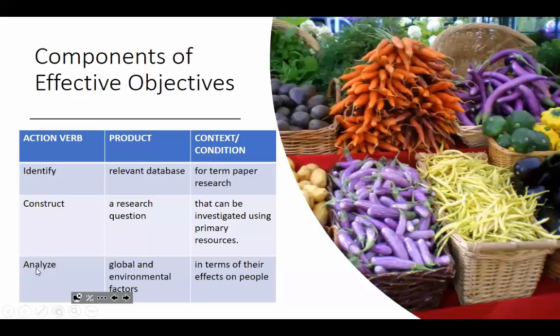Okay, so components of an effective objective, I mean, we got the SMART, you have your checklist. This is just another way to say the same thing I've already mentioned twice. You have your action verb. Your action verb, you act on something. Identify a what? A relevant database. When? For what reason? For a research paper. So you have an action, a product, a context, and a condition. Those things will tell the student what they need to do, what they need to do it with, and where they need to do it, okay?